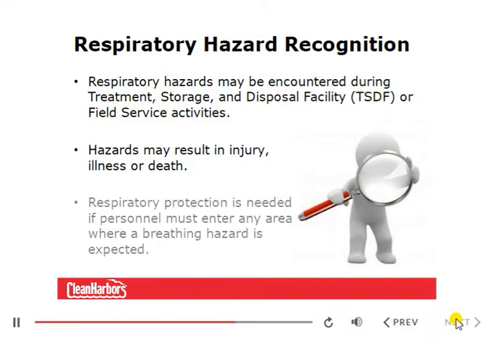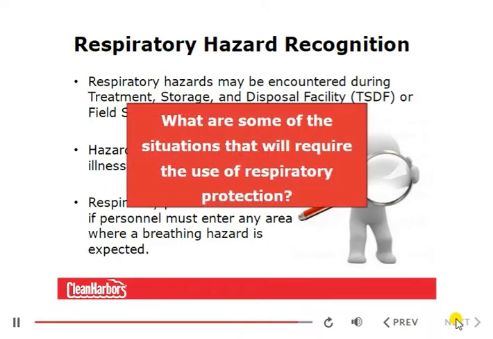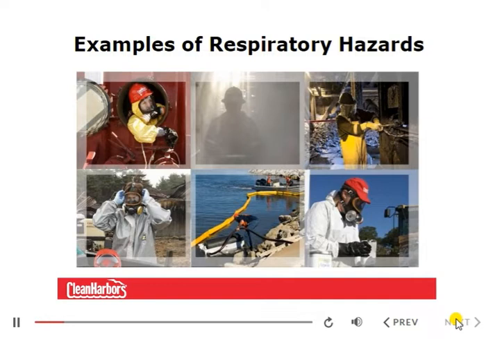As a result, respiratory protection is needed if personnel must enter any area in which there may be either a deficiency of oxygen or an elevated concentration of toxic chemicals in the air. What are some of the situations you may be exposed to that will require the use of respiratory protection? Common situations that require the use of a respirator include spills, remediation activities, sampling, repair or maintenance, confined space entries, and maintenance activities that generate aerosols, vapors, or consume oxygen.